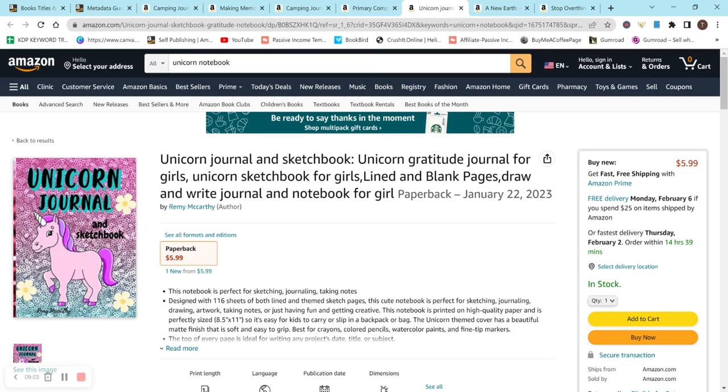You want somebody to pick it up as if they're at a bookstore and they read it and it all makes sense. You don't want it to be like journal for girls, notebook for girls, diary for girls. Like, you don't want it to say that over and over again. You want it to flow and sound good.